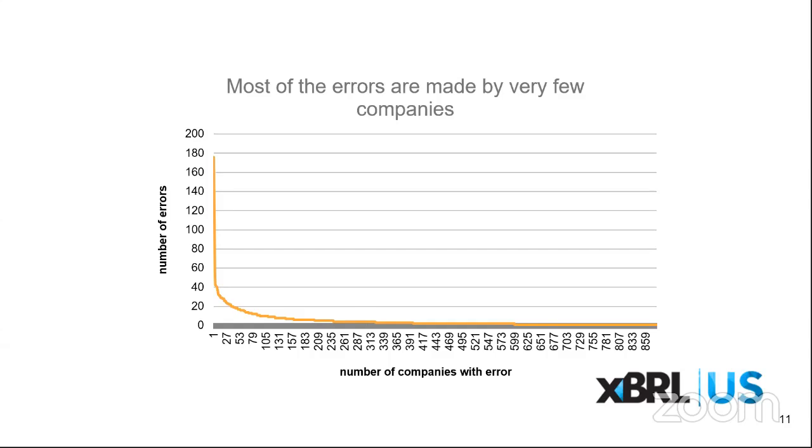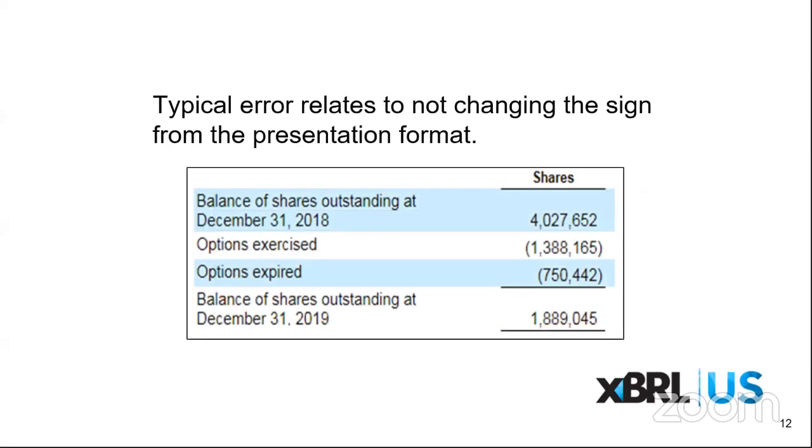So on the next slide, I show what a typical error is, and that is not changing the sign from the presentation format. So in the presentation format on this example, options exercise is presented as a bracketed number. However, the definition of the element indicates it's the number of options exercised. So it needs to be entered as a positive number and the label negated.